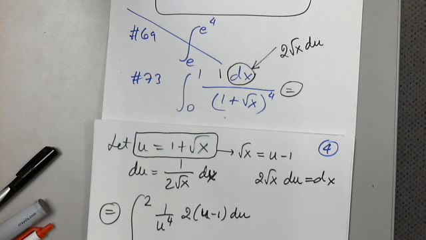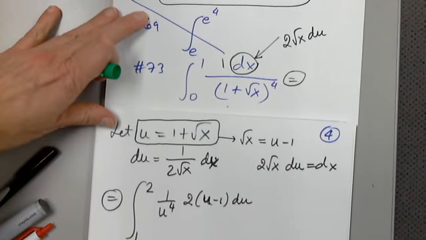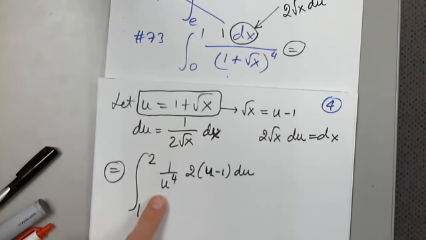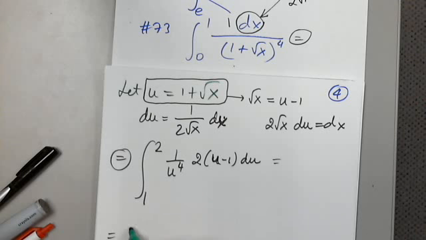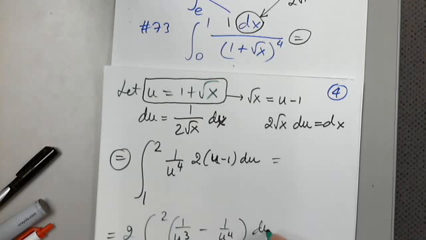And you could say at this point, well, it looks like you made it more difficult. No, I'll show you why. Because the denominator has only one term now, I can do more or less whatever I want. To the integral from 1 to 2, I distribute 1 over u to the 4th to u, and I get 1 over u to the 3rd minus 1 over u to the 4th.